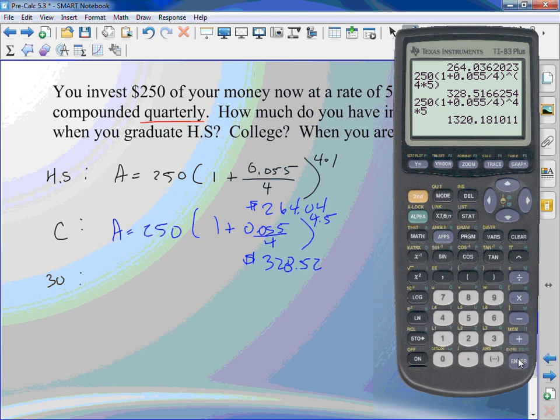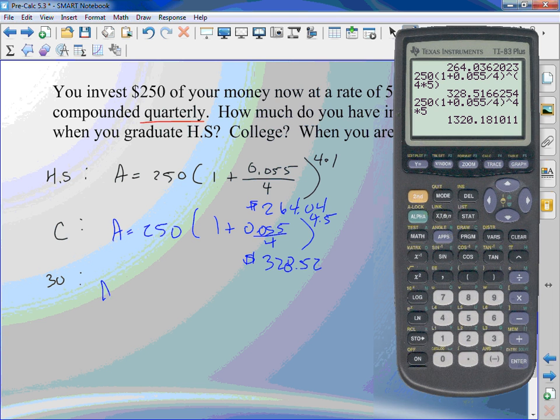I get 1,300. Now, if you actually think, in 1 year I had $264. After 5 years, I have $1,000? I took that $250, and now it's well over 1,000. I did something wrong, because all you did is took that number and multiplied it by 5.